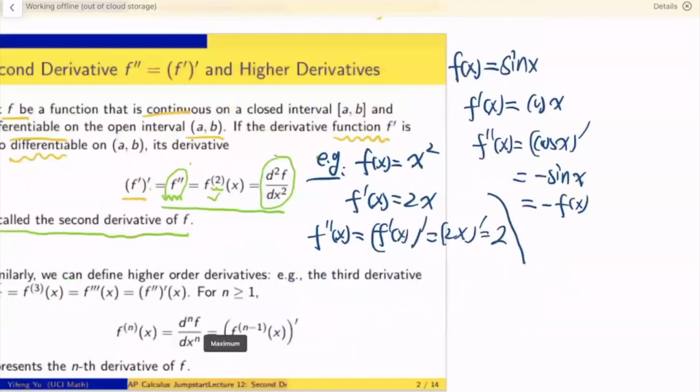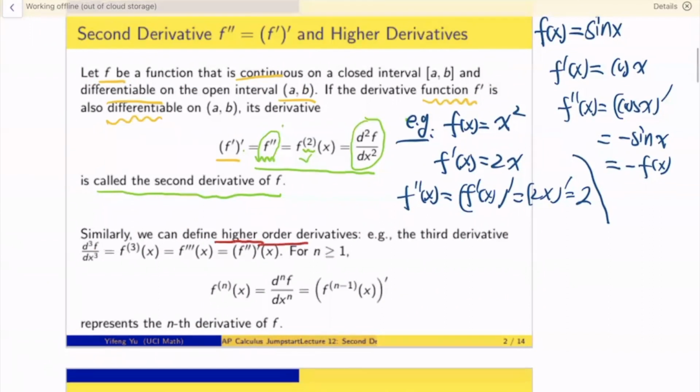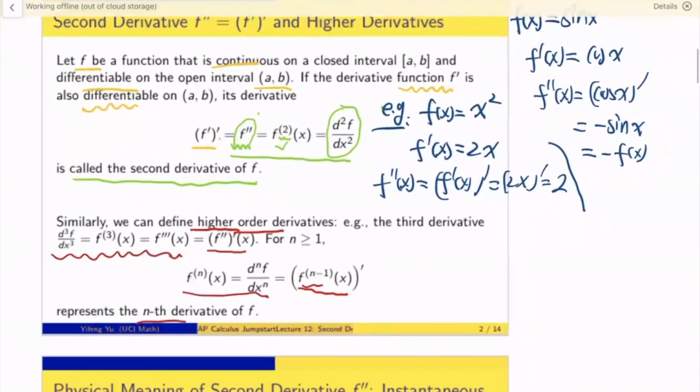Now in the same way, we can also define higher order derivatives by taking derivatives again and again. For example, if I take the derivative of the second derivative, I get the third derivative. These are three different ways to represent the third derivative. And in general, we use this to represent the nth derivative of f, which is the derivative of the (n-1)th derivative. We just keep taking derivatives.